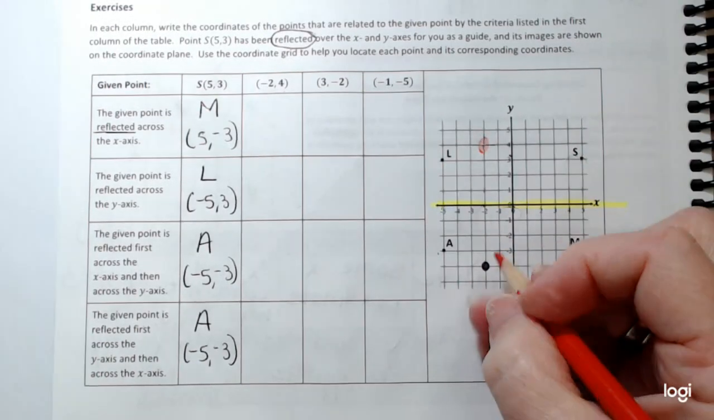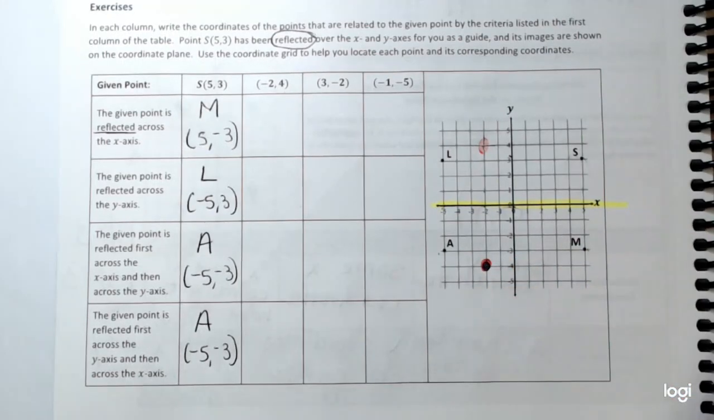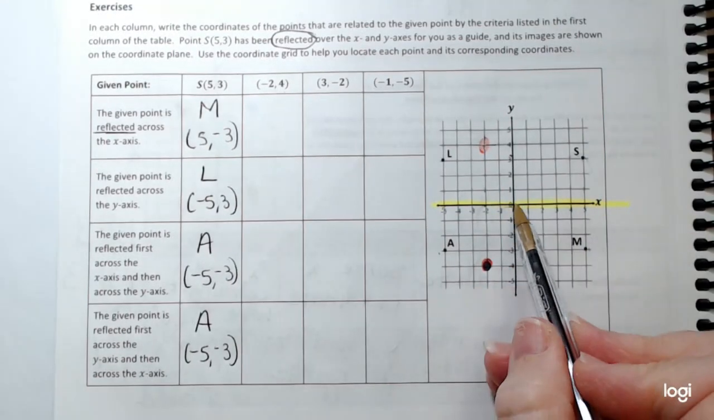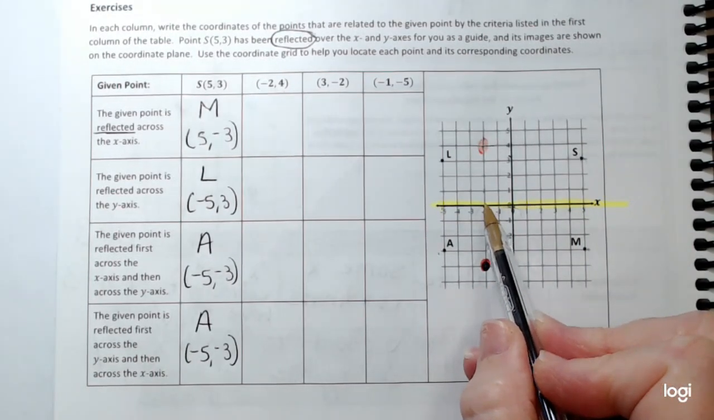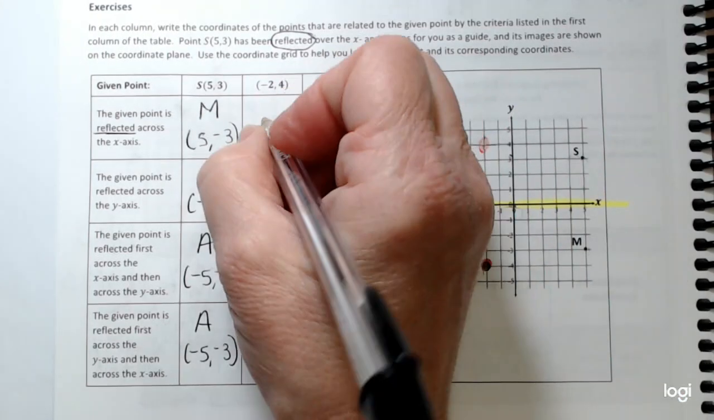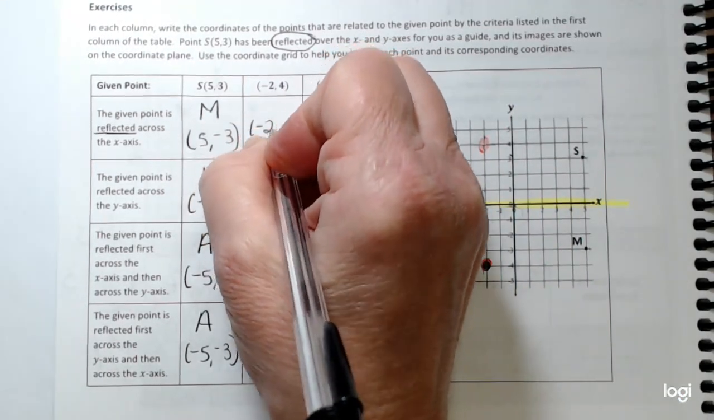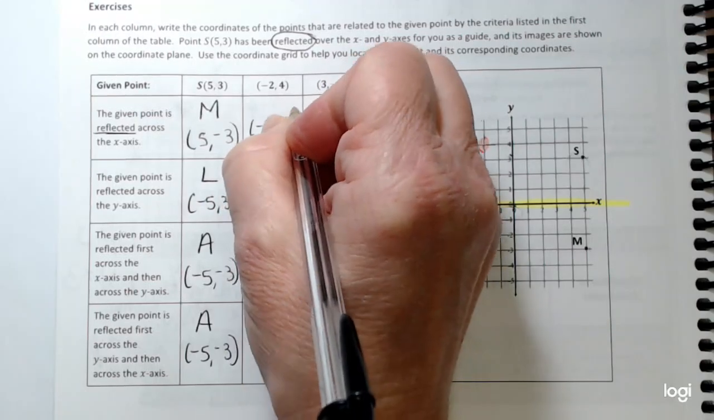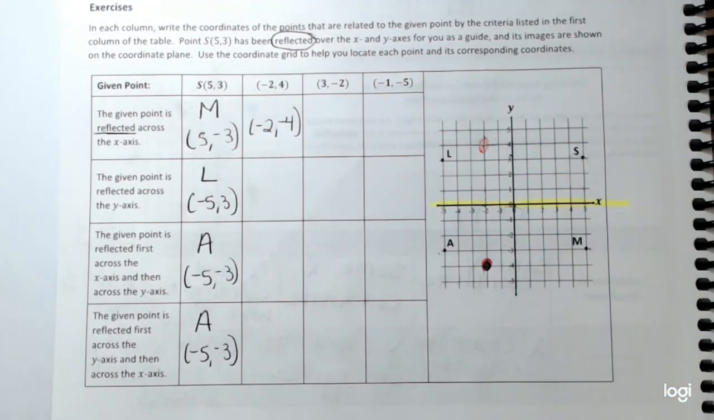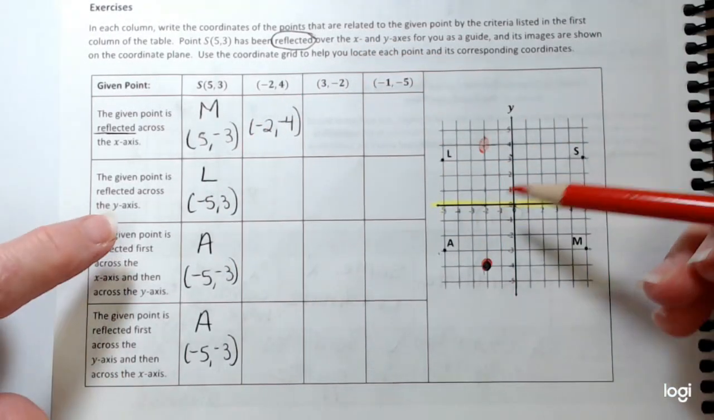Okay. So I am at the point -2, -4. Okay, let's go back and start with our red dot.